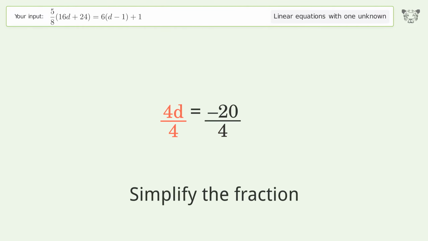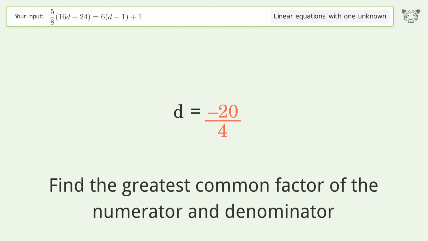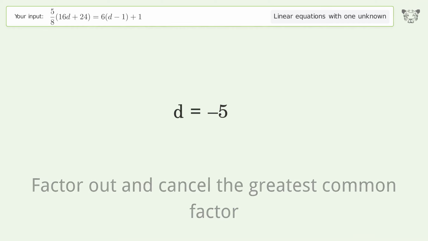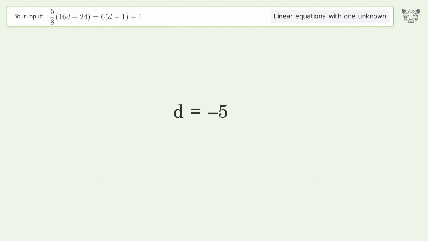Simplify the fraction. Find the greatest common factor of the numerator and denominator. Factor out and cancel the greatest common factor. And so the final result is d equals -5.